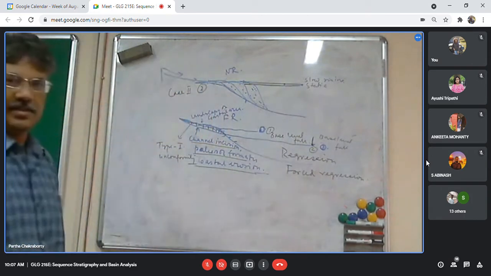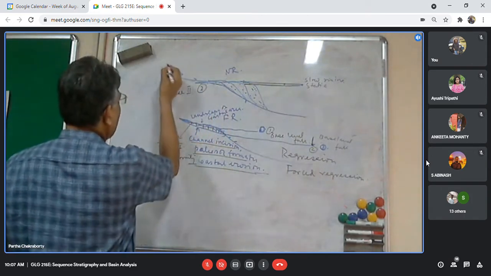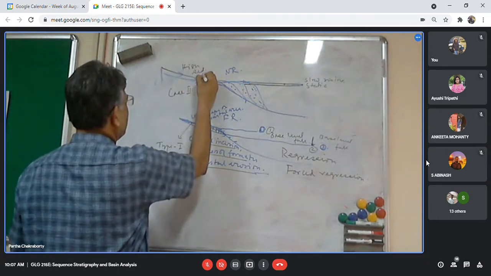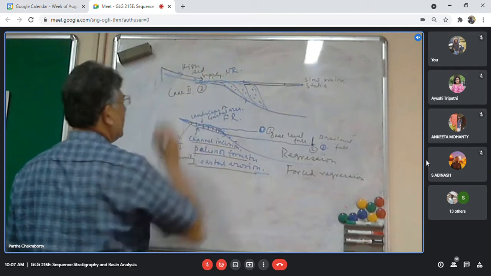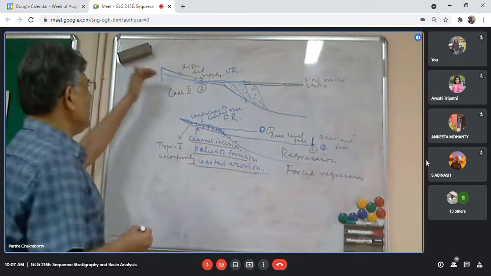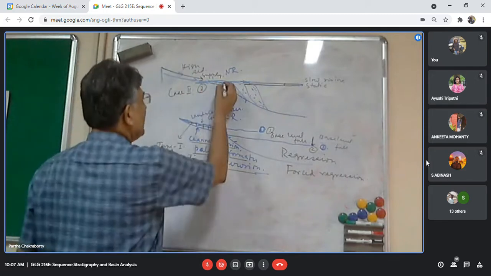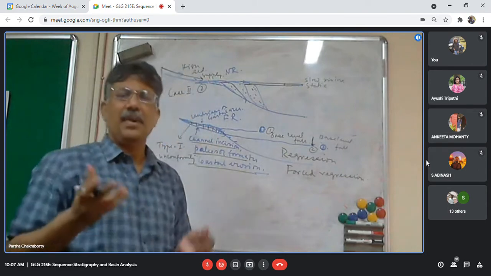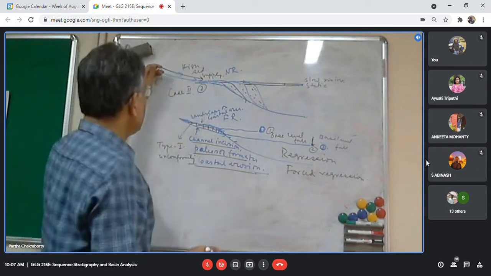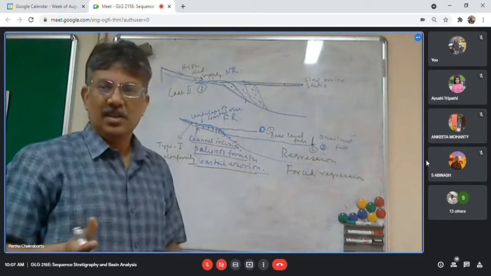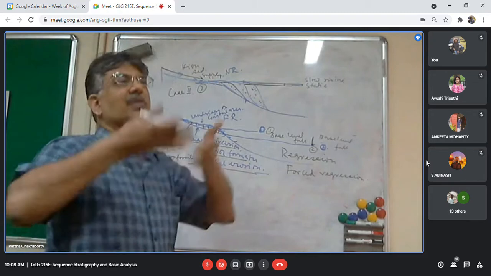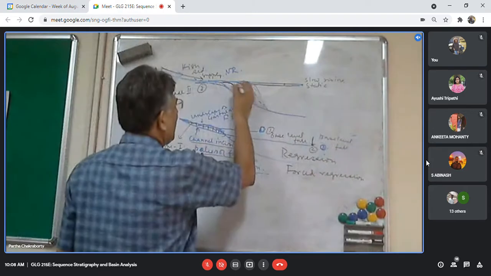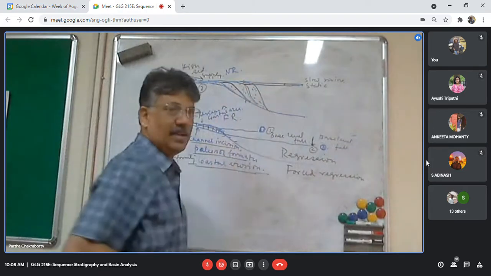So either it is static or very slow rising. Now what is happening is that you have a high sediment supply. If you have a high sediment supply, then what will happen? The sediments will be supplied by a fluvial system. The fluvial system will form a large scale delta. It carries the sediment and deposits into the basin in the formation of a delta. Now that delta is grading and filling the basin.